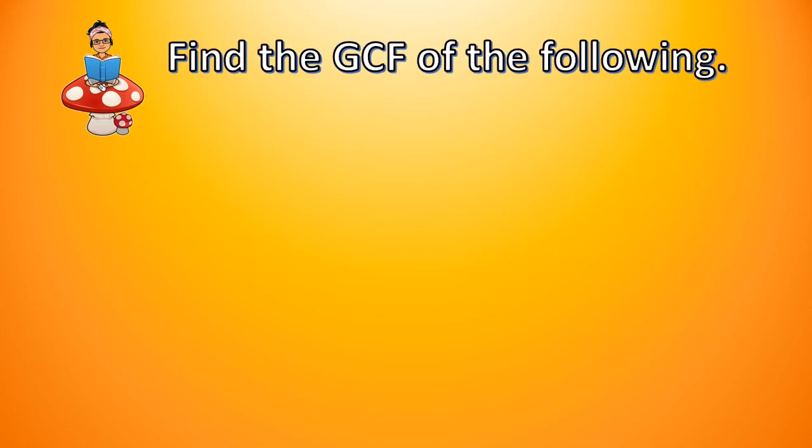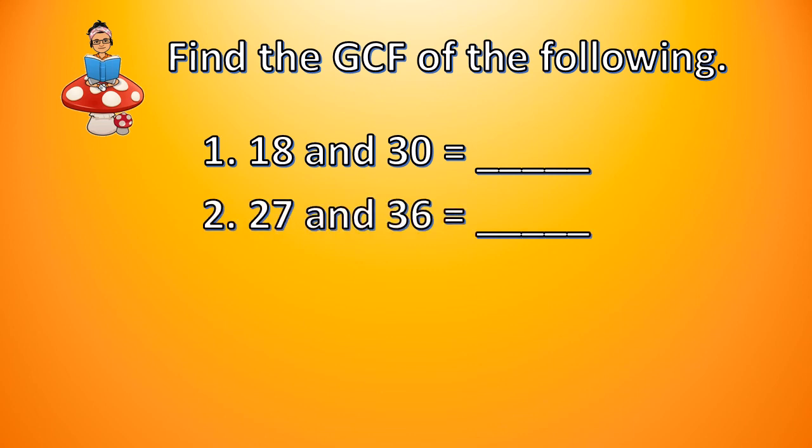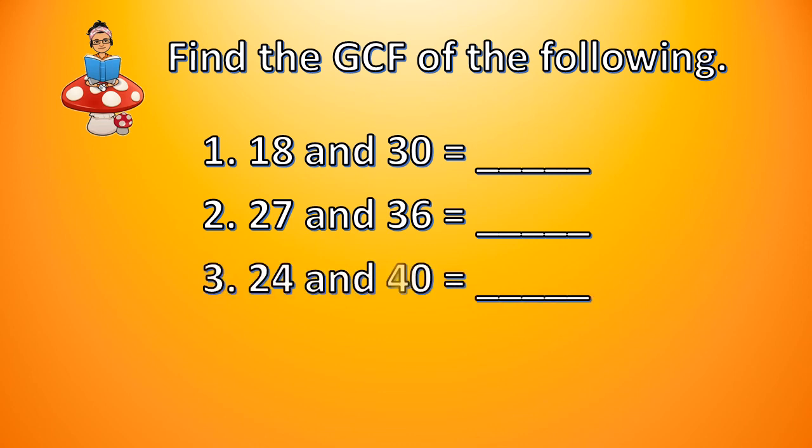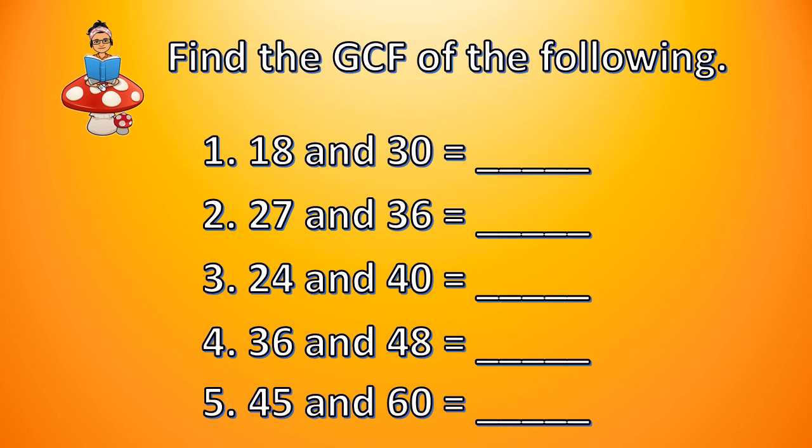Okay, it's time to check if you were able to understand our lesson for today. Have your pen and paper ready. Find the GCF of the following. Number 1, we have 18 and 30. For number 2, it's 27 and 36. For number 3, we have 24 and 40. For number 4, 36 and 48. For number 5, we have 45 and 60.